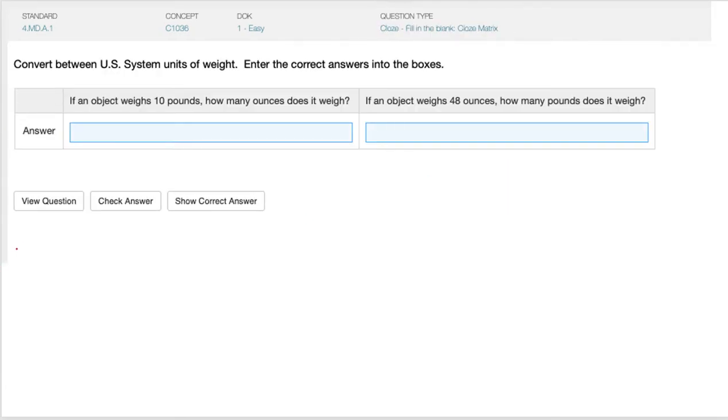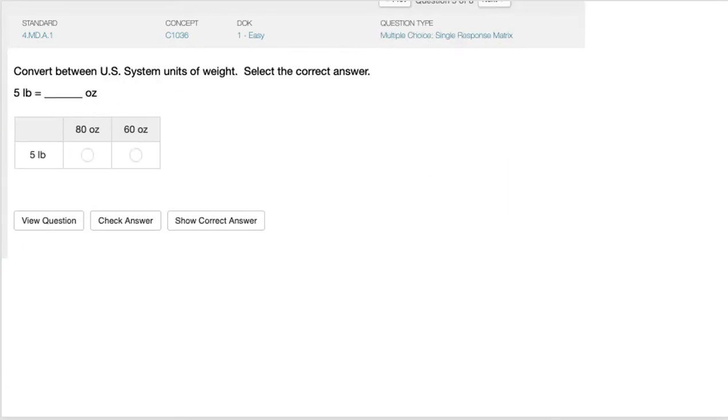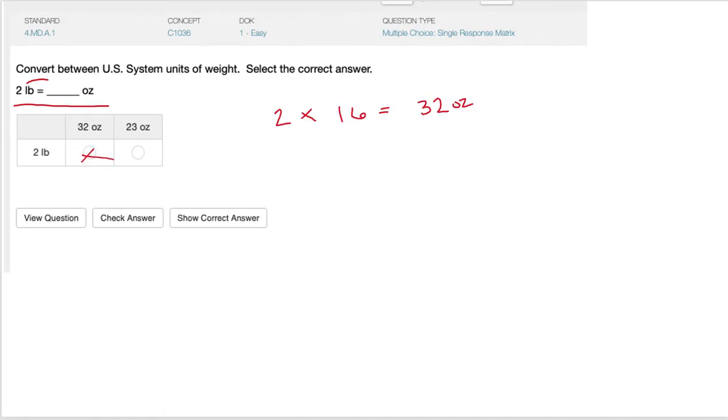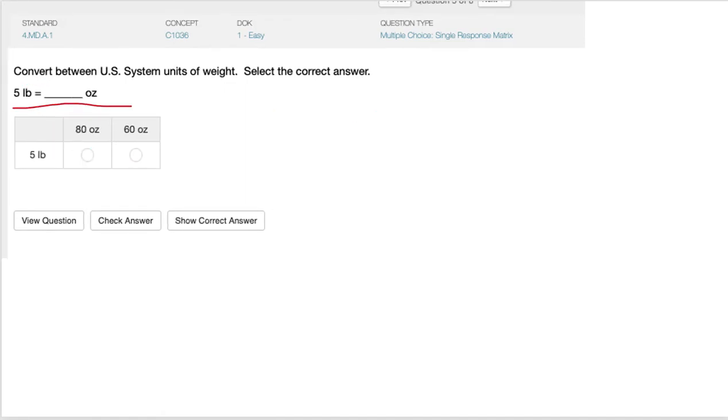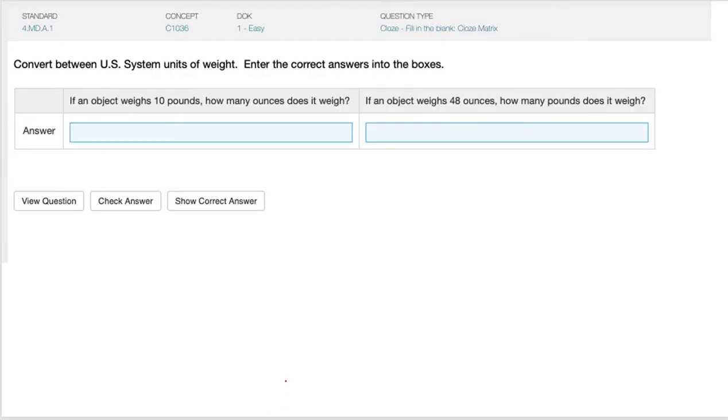Oopsie, let's look at another one. Convert between US systems of weight. 5 pounds equals how many ounces? That's really similar to this one, so I'm going to skip it. You try it, see if you get the right answer. Here's a new one. This one has two different questions. If an object weighs 10 pounds, how many ounces does it weigh? So we want to know 10 pounds is how many ounces?